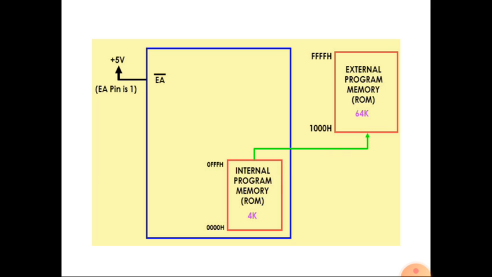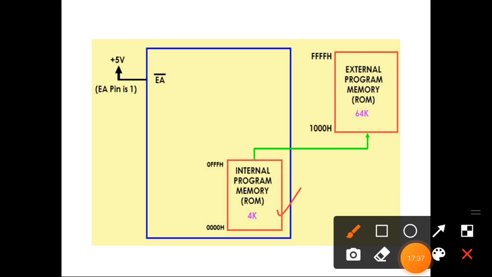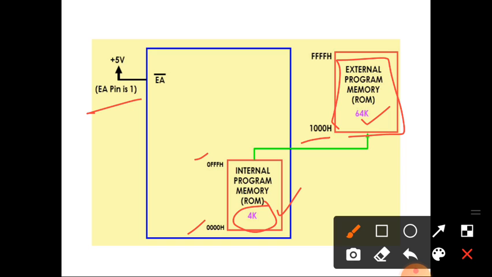This is an example. Here it is an internal program memory. Its size is 4 KB and it ranges from 0000 to 0FFF. Then the EA pin goes high, and there is an external program memory. Its size is 64 kilobytes and it starts from 1000 to FFFF. In total it ranges from 0000 to FFFFH.